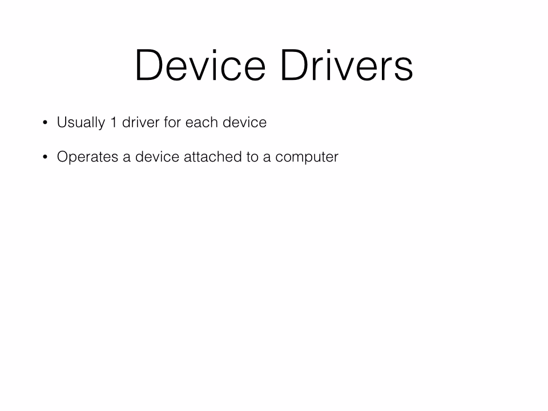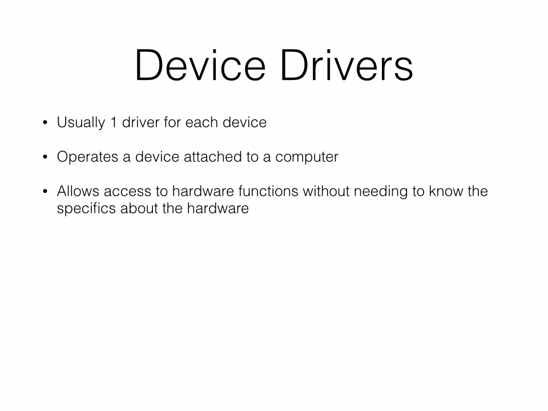So now let's take a quick look at device drivers and what exactly that means. Usually there's one driver for each device. There's one driver for a keyboard, one driver for a hard disk, or one driver for a display or a mouse. Device drivers also operate as a device attached to a computer. They're usually attached in some way.